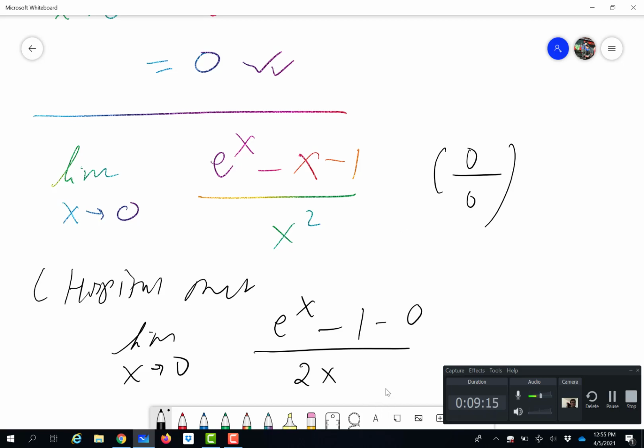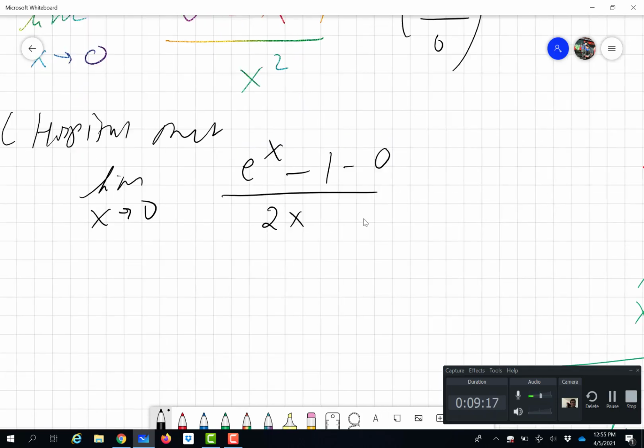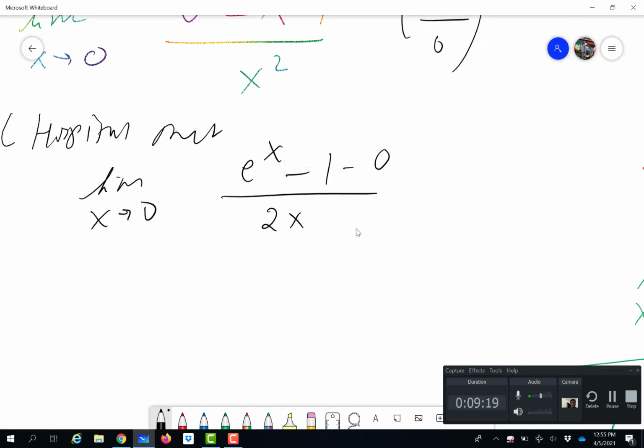So now when you got the derivative, then you check what you got there. E to the 0, 1 minus 1, is 0 on the top, and 2 times 0 is 0. So we again got 0 over 0. This is an indeterminate form. There we can use L'Hopital rule again.